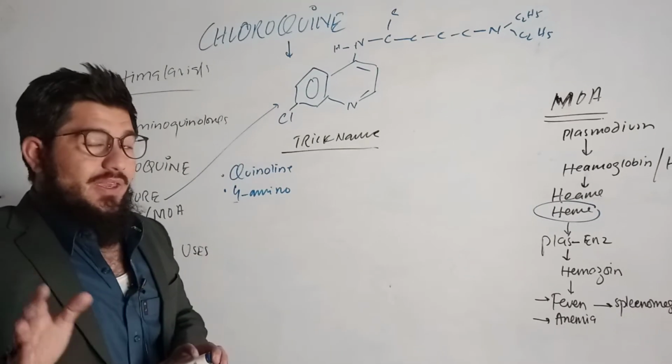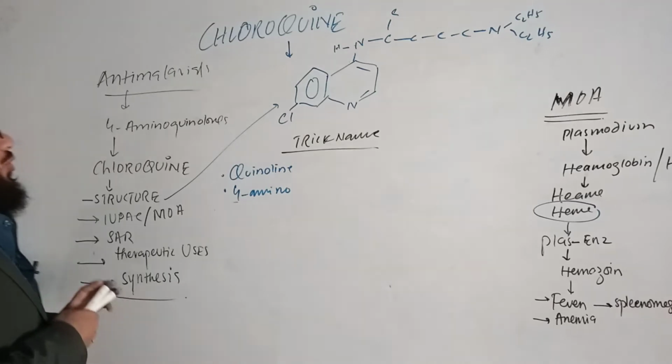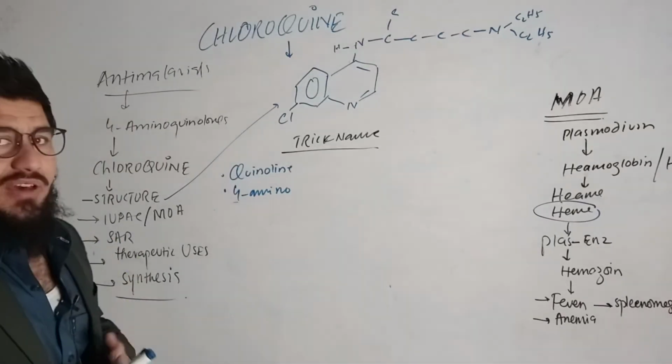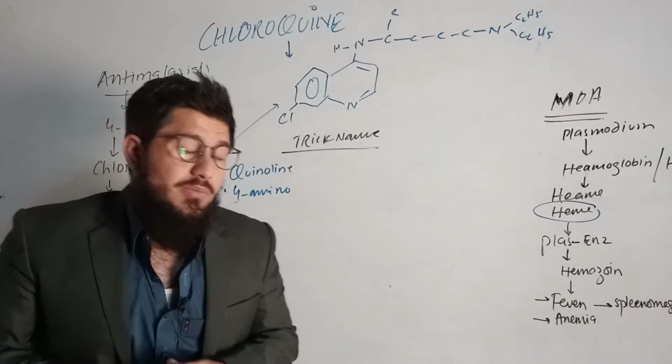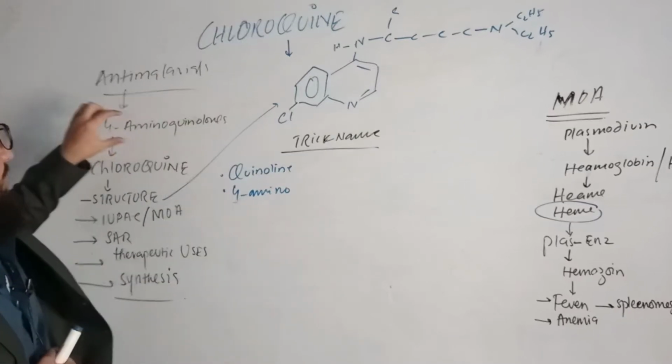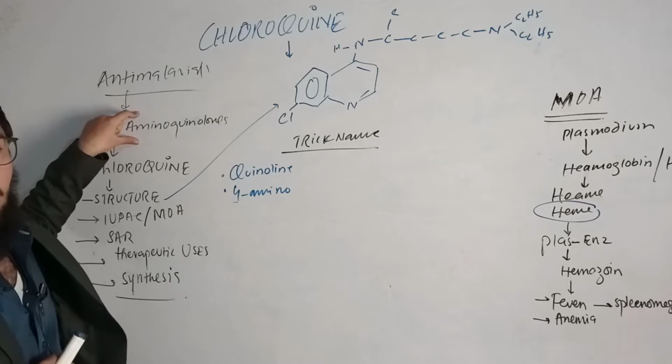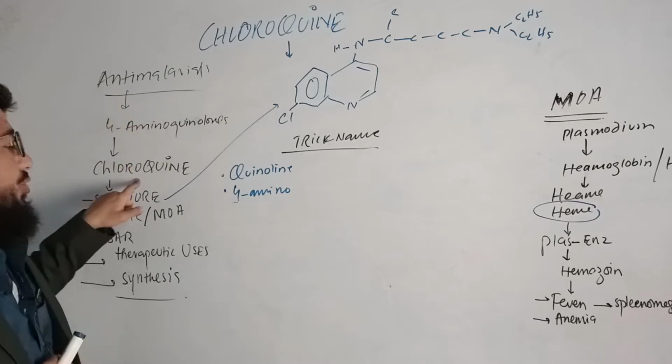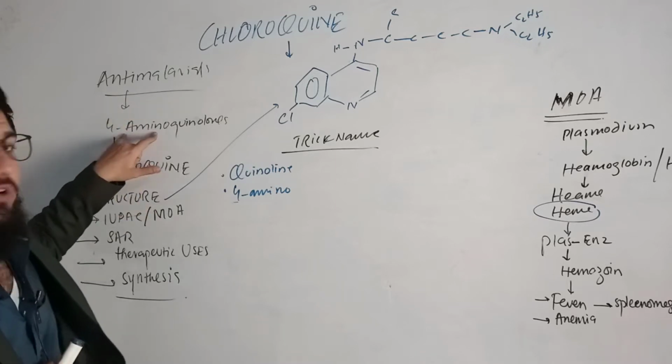Okay, getting to the point, that is chloroquine, an anti-malarial. We know that we have several drugs in anti-malaria, meaning those drugs which are used to treat malaria. From all those drugs, we have a class that is 4-aminoquinolones. From this, we are going to discuss chloroquine. And I hope you know the meaning of 4-aminoquinolone.